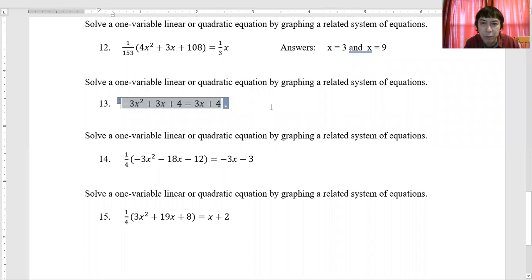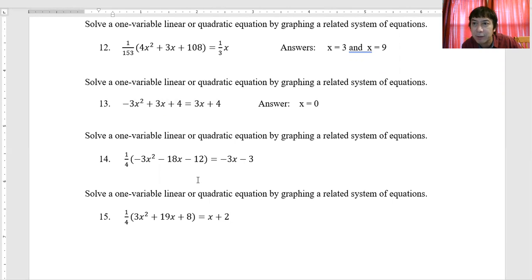And this goes to number 13. The answer for number 13, x equals 0. All right, let's do the next. Number 14, solve a one variable linear or quadratic equation by graphing a related system of equations. Here's the given equation for number 14. 1/4 times the quantity negative 3x squared minus 18x minus 12 is equal to negative 3x minus 3.